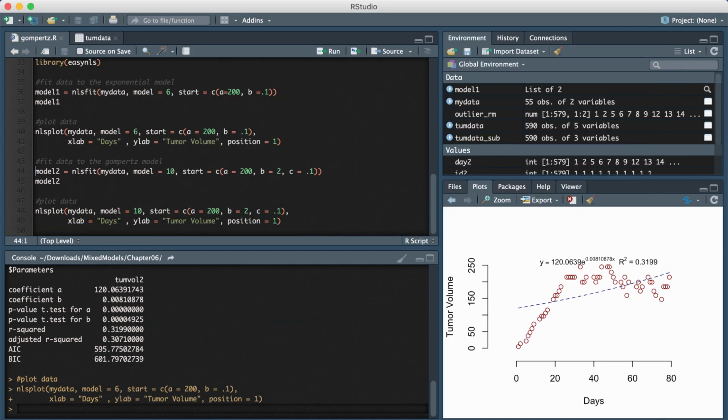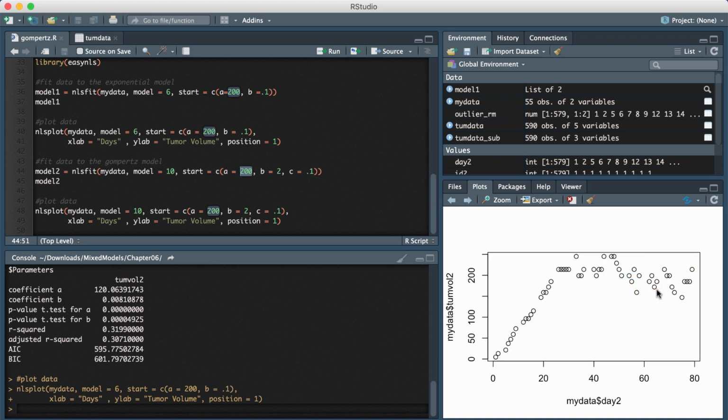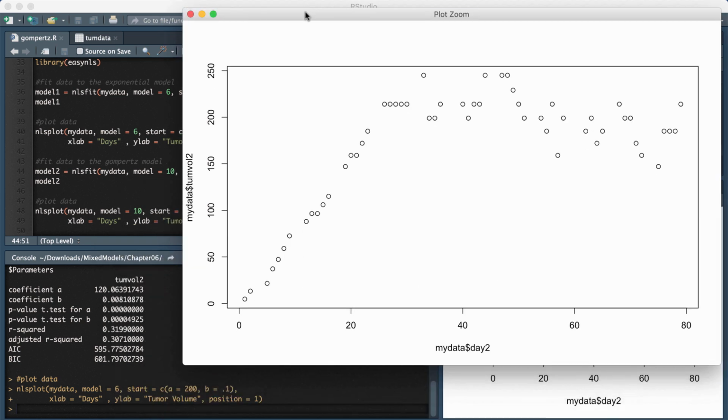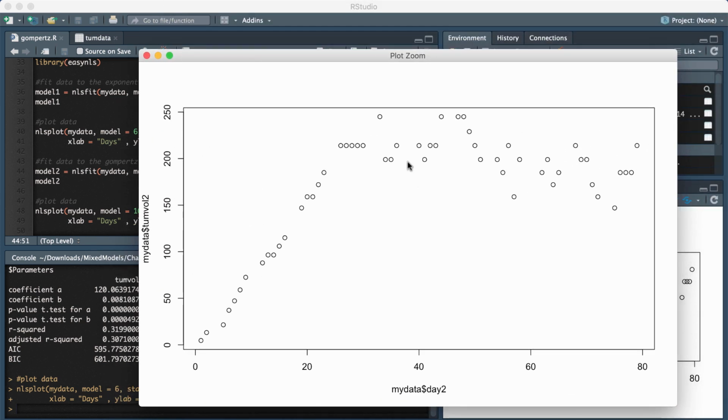Next, I tried fitting it with a Gompertz model. So in NLS fit, the Gompertz model is model number 10, and the starting values, I did it based on what the plots of the observations look like. To get starting values, A is the asymptote. So the asymptote is a horizontal kind of limit to the data. You can see that it's about 250. I think I said 200. Yeah, so I said 200 as a starting value.